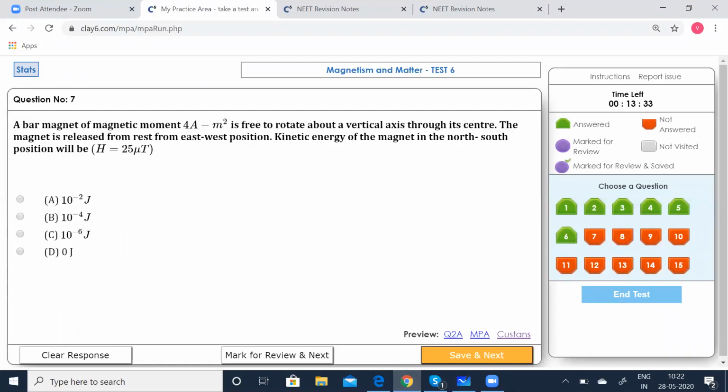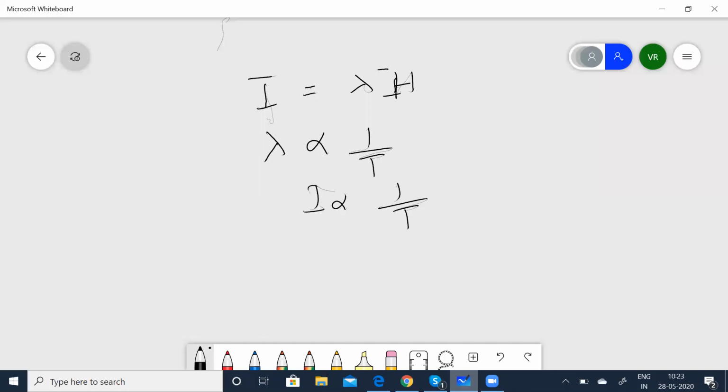A bar magnet of a magnetic moment 4 ampere meter squared is free to rotate about a vertical axis through its center. The magnet is released from rest from east-west position. Kinetic energy of the magnet in the north-south position will be? Let us quickly solve this.